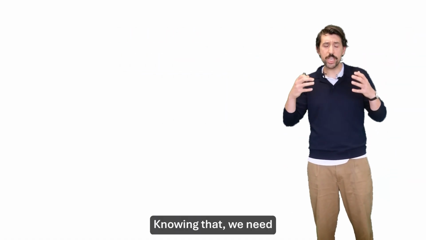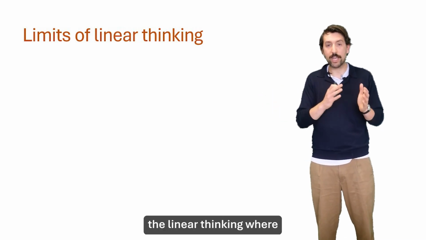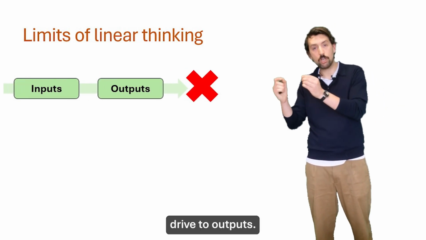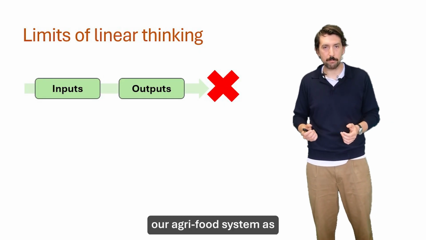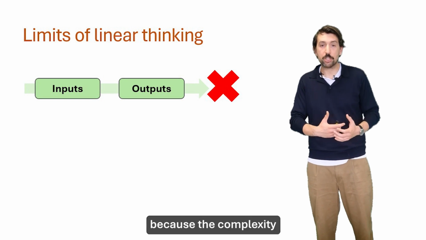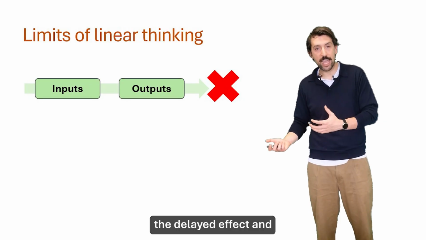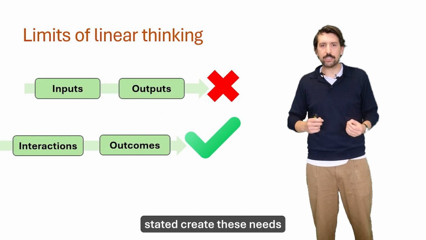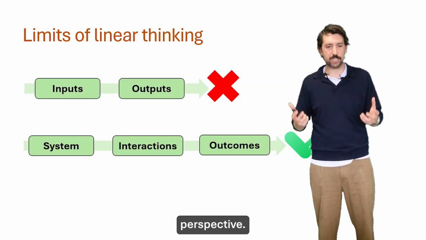Knowing that, we need to move beyond linear thinking, where we assume that inputs drive outputs. This is not the case of our agri-food system, as we already explained, because of the complexity, the interdependencies, the delayed effects, and everything we already stated. This creates the need to analyze it from a system perspective.